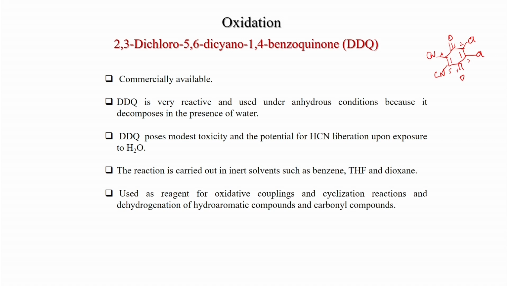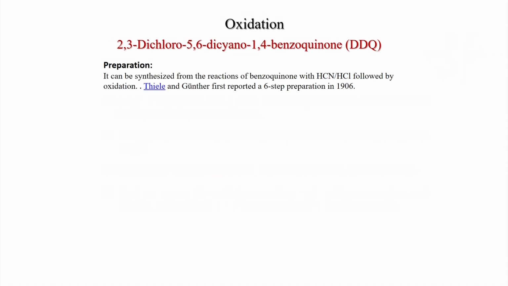It is used as a reagent for oxidative couplings and cyclization reactions and dehydrogenation of hydroaromatic compounds and carbonyl compounds. So, hydroaromatic compounds to aromatic compounds and carbonyl to alpha beta unsaturated carbonyl, that we will see in detail. So, this compound was first reported in 1906. Thiele and Gunther first reported a 6-step preparation.